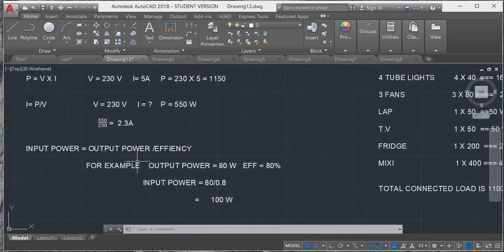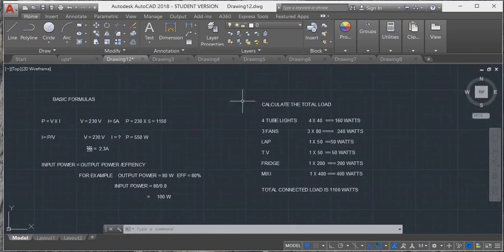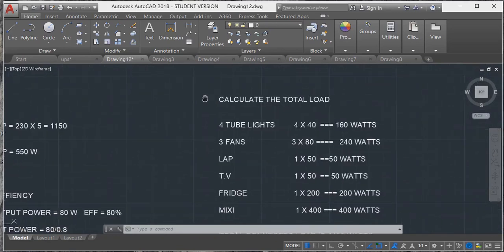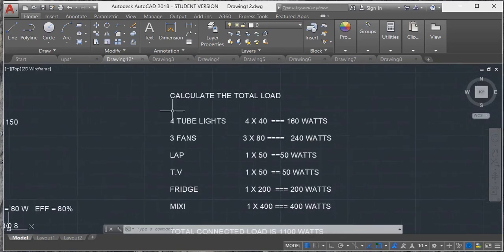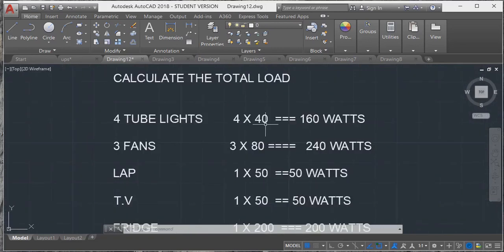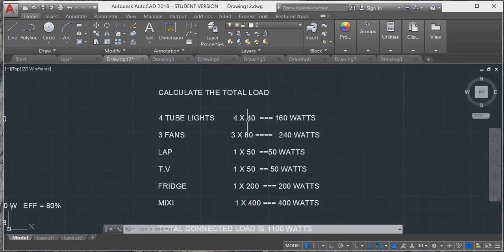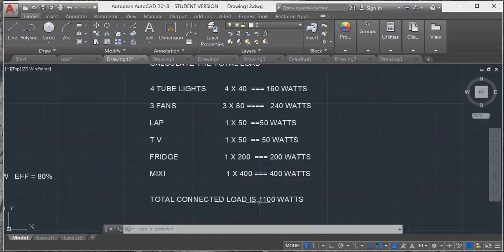Now going to the second step, calculate the total load. I am assuming one house with four tube lights, and one tube light equals 40 watts. Multiplication of 40 into 4, we get 160 watts. In the same way, the total connected load will be 1100 watts.